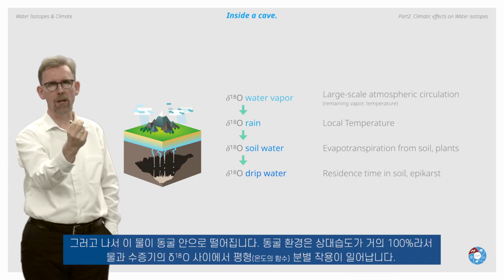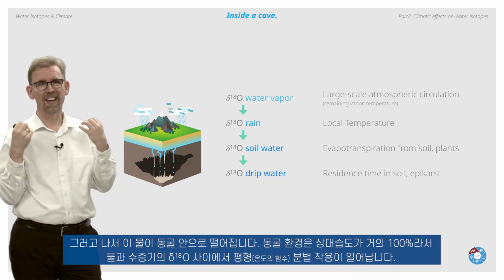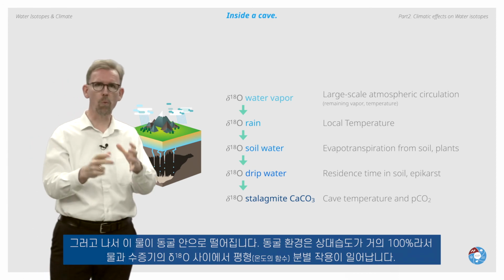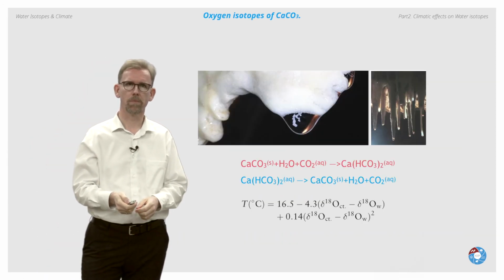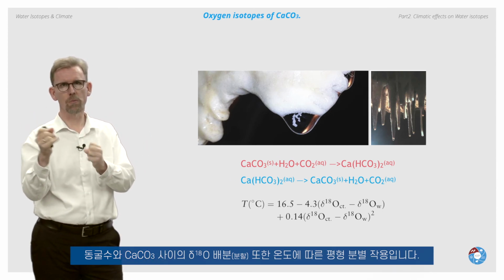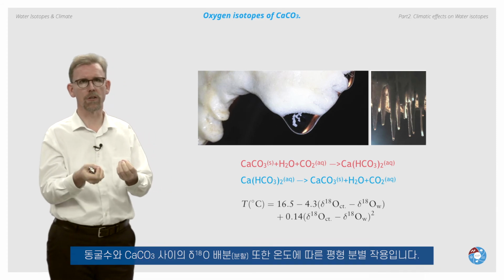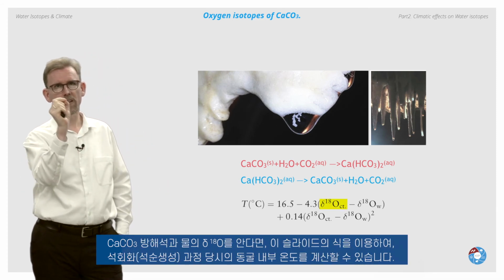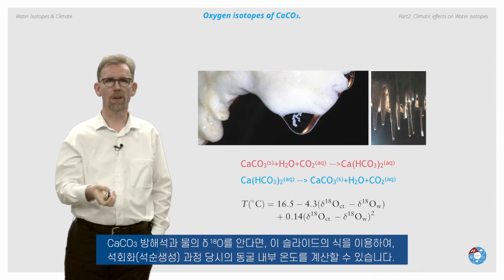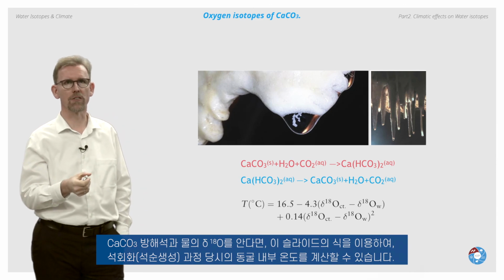Then it drips into the cave, an environment with almost 100% relative humidity, which means that equilibrium, temperature-dependent fractionation will take place between delta 18O of the water and the water vapor. The fractionation between delta 18O of cave water and calcium carbonate is then again an equilibrium process with temperature-dependent fractionation. If we know the delta 18O of the calcite and that of the water, we can then calculate from the equation in this slide the temperature that existed inside the cave during the process of calcification.